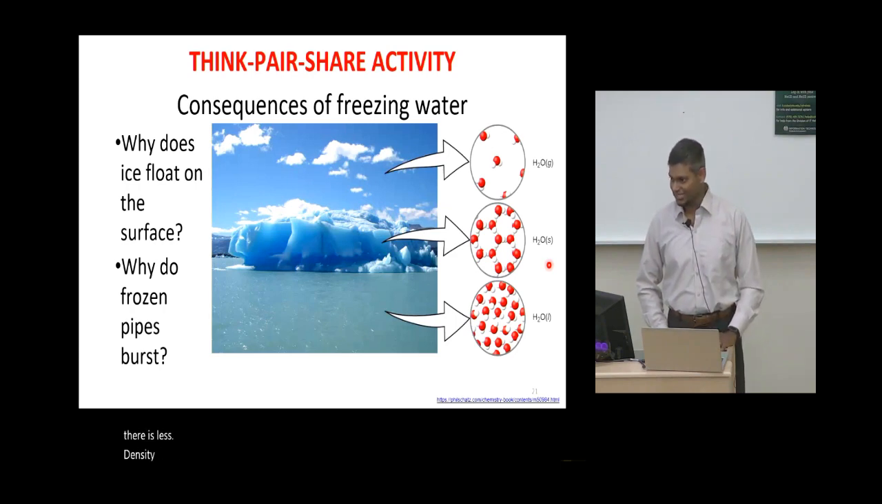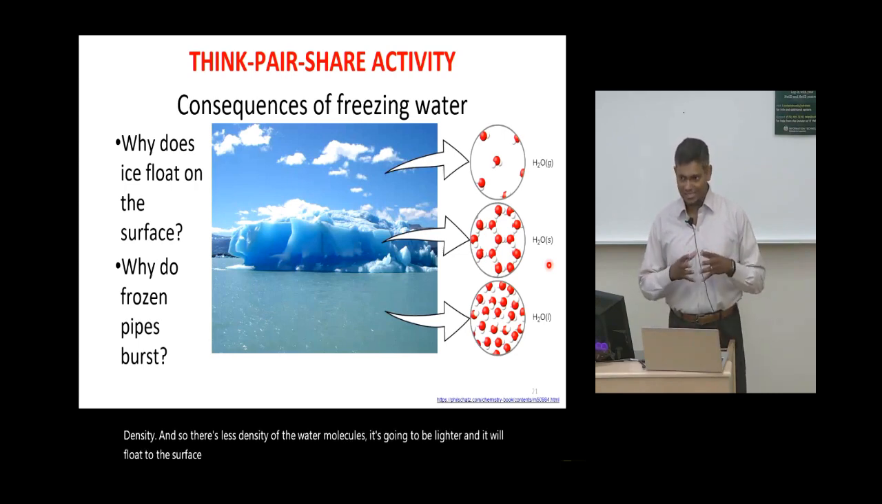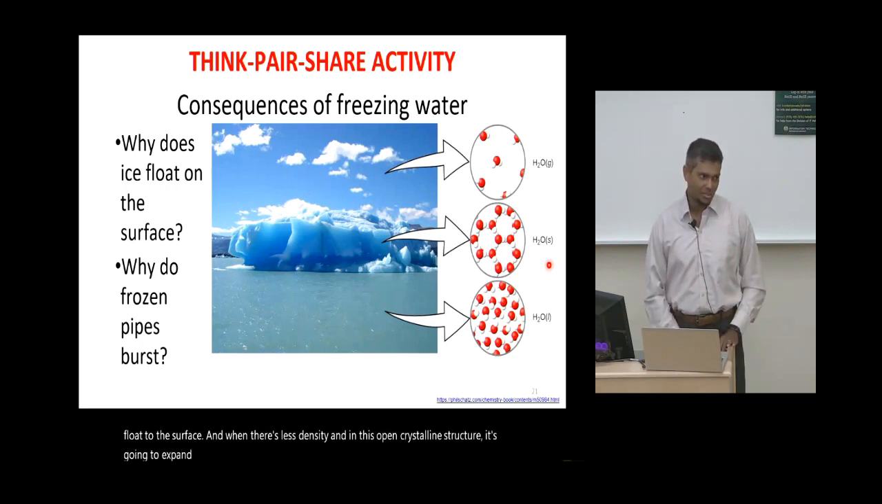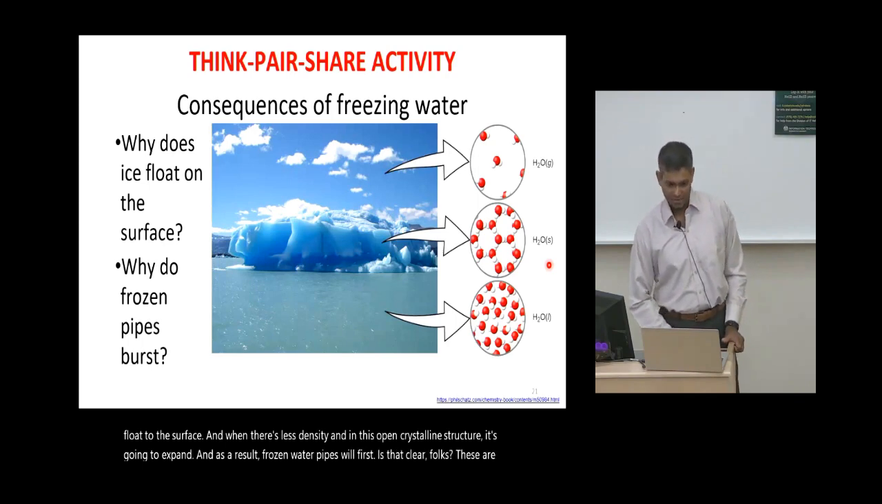And so when there's less density of the water molecules, it's going to be lighter and it will float to the surface. And when there's less density in this open crystalline structure, it's going to expand, and as a result, frozen water pipes will burst. Is that clear, folks? These are real-life examples.